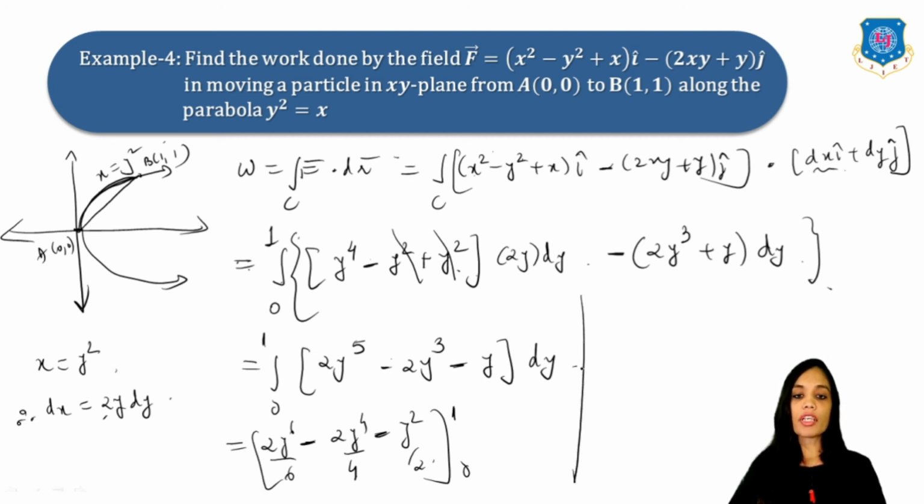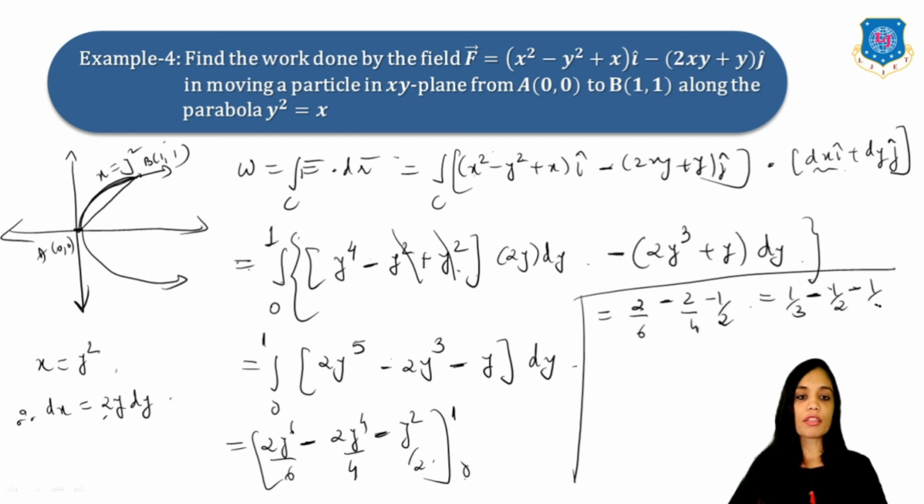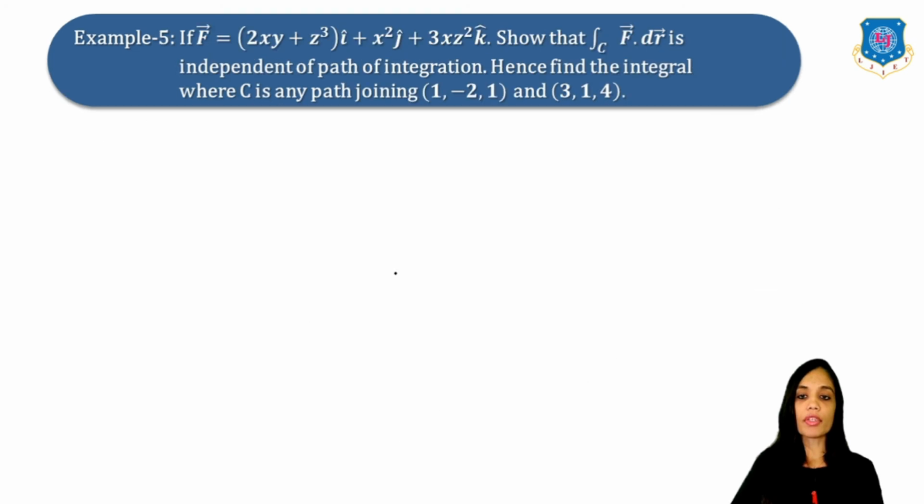Now if I put the limits, our answer will be 2 upon 6 minus 2 upon 4 minus 1 upon 2. No need to put 0 because everything will go to 0. Now if I simplify, it will be 1 upon 3 minus 1 upon 2 minus 1 upon 2. So 1 upon 3 minus 1. So the answer will be minus 2 by 3. So this is the answer of the work done. Now let us go to the next example.